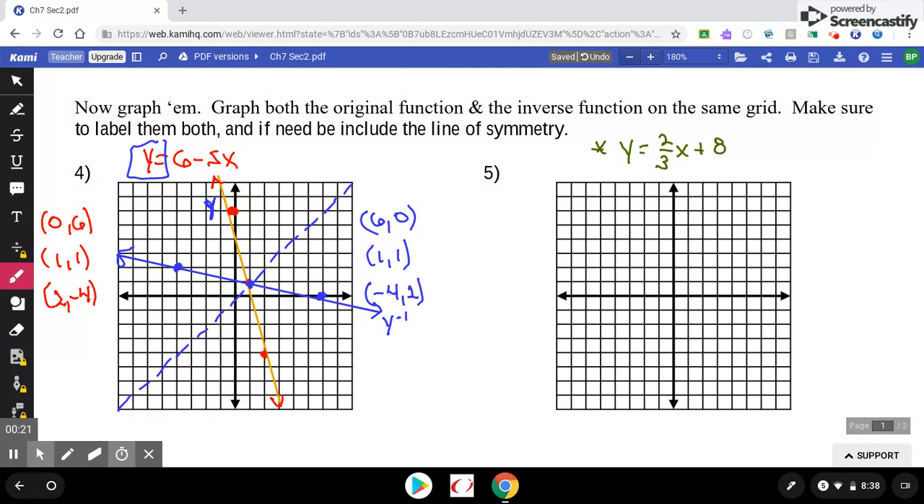As far as graphing inverse equations, it's as simple as this. I have a y-intercept of 8 on my original graph, so 1, 2, 3, 4, 5, 6, 7, 8. I've got a slope of 2/3. I'd like to go up 2/3, but I can't do it, so 1, 2, 1, 2, 3. Keep in mind, positive slopes always tilt to the right. So we got that guy.